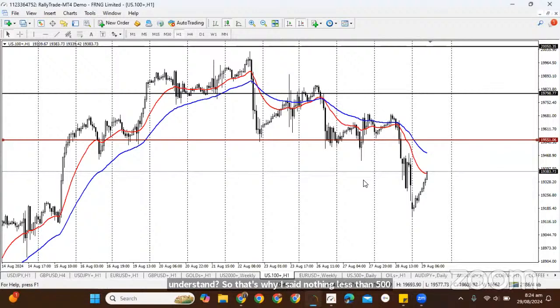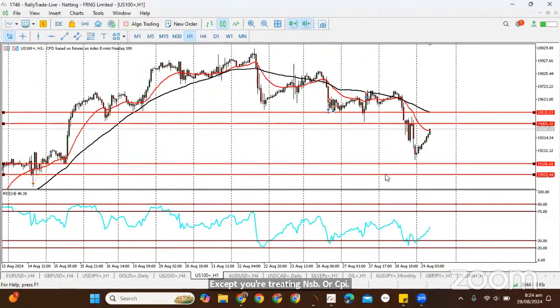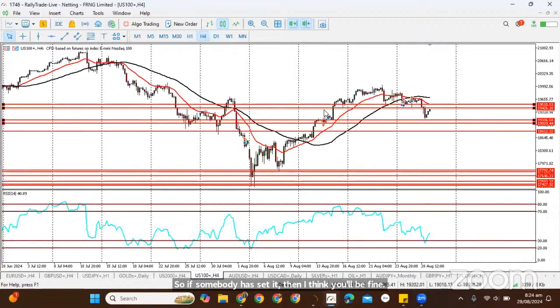And if you are using 500,000 to trade US 100, I will also advise that your lot size should not be too big, except in the case of fundamentals, right? Except you are trading NFP or CPI. Okay, remember we said in between the moving average, right? So if somebody has set it, then I think you'll be fine, if it's in between the moving average, because the same thing I'm saying here is there's a tendency for price to just come back to retest the moving average before falling or before breaking up above.